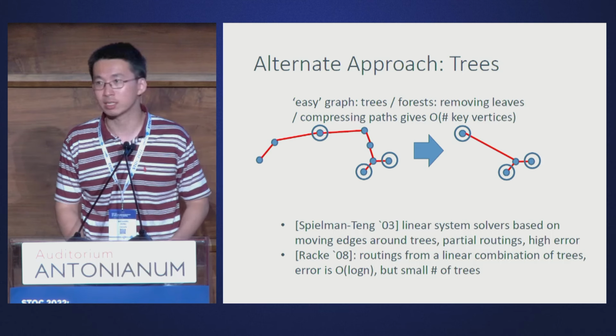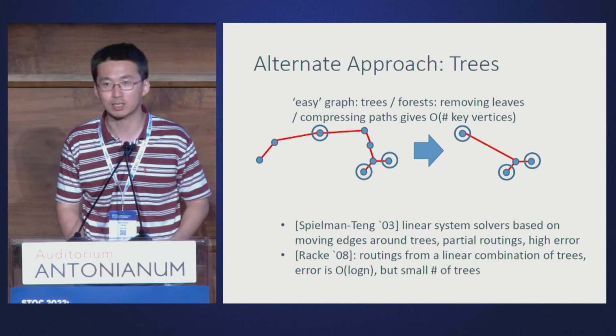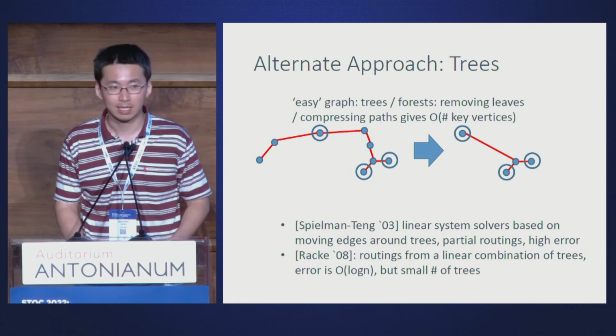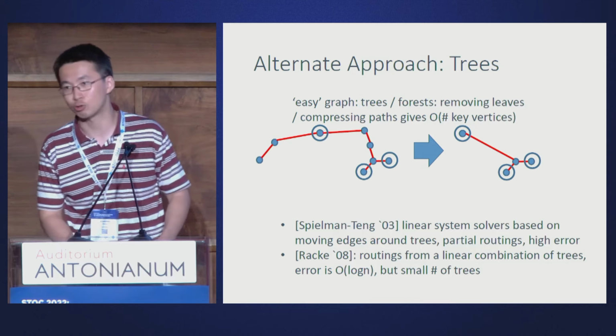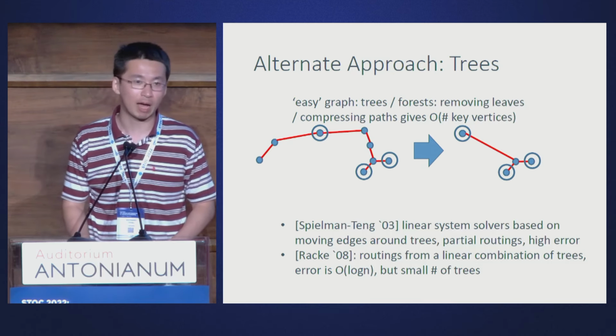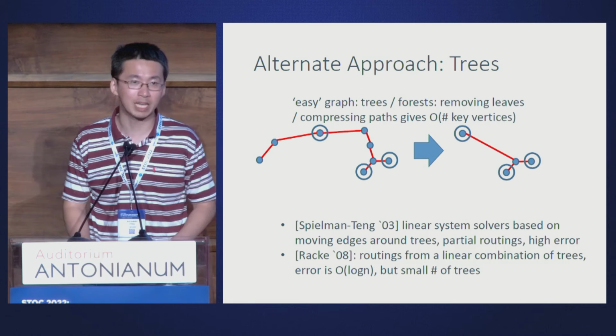And the more recent stuff, the starting motivation is what is friendly to elimination. And this is where the connection between dynamic trees and vertex elimination really comes in. It turns out that the graphs that are really easy for elimination are trees. You can show that if you have a graph and you have k key vertices, by just doing elimination of degree 1 and 2 vertices, you can get to an object whose size is order k.